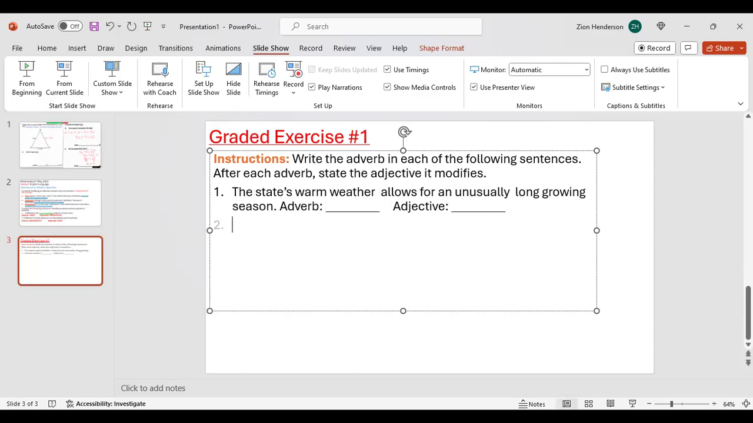Number 2, farmers are able to grow many different kinds of fruits and vegetables.